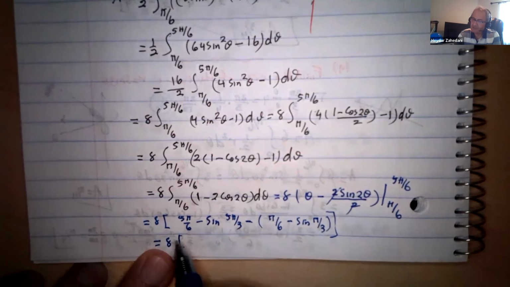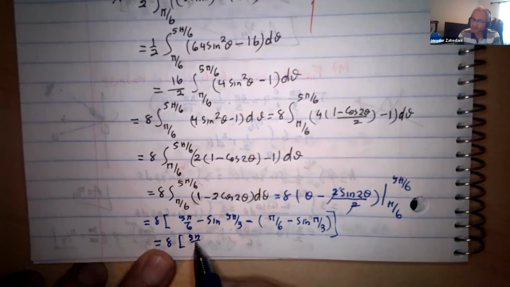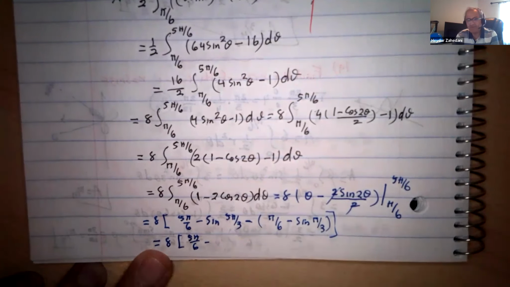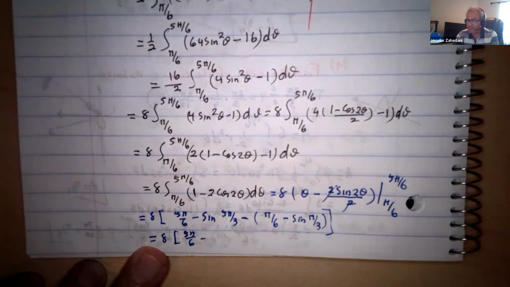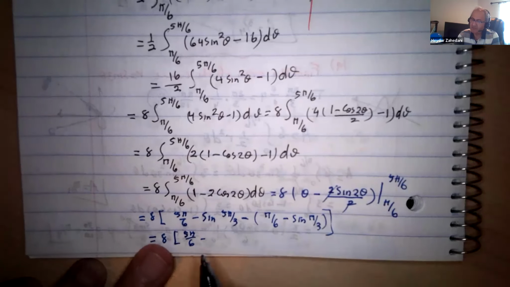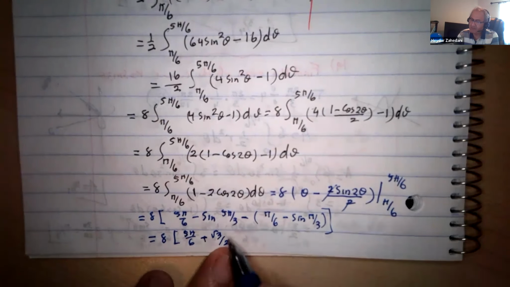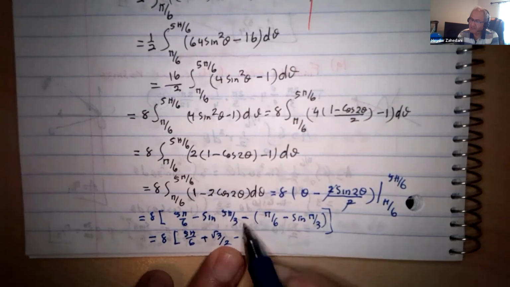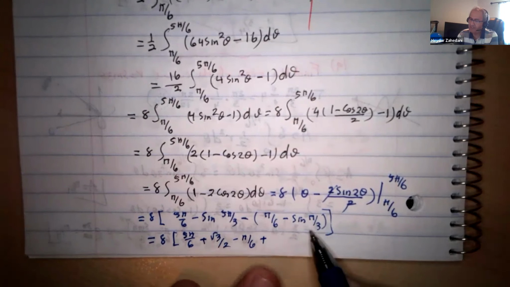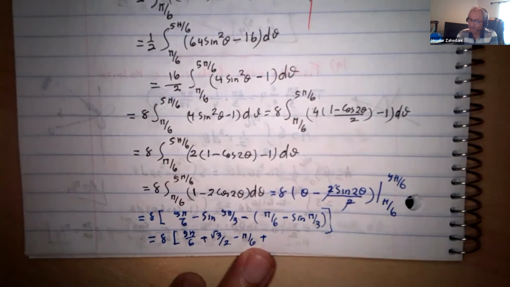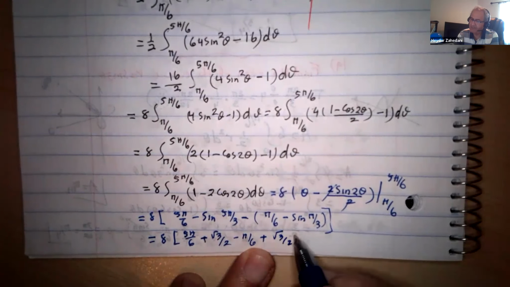Because this is going to be just 5pi/6, and the sine of 5pi/3, 300 degrees, is going to be minus radical 3/2. And this is going to be minus pi/6, and this is going to be plus the sine of pi/3, 60 degrees, which is radical 3/2. Then you simplify these numbers and then you're done.